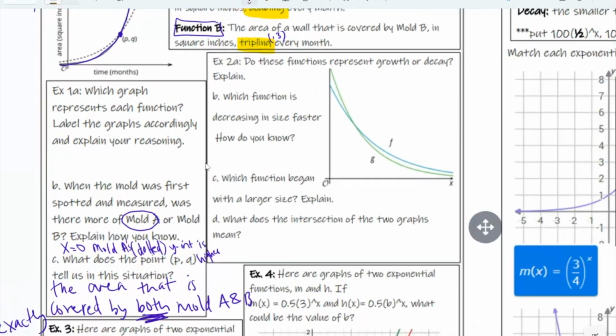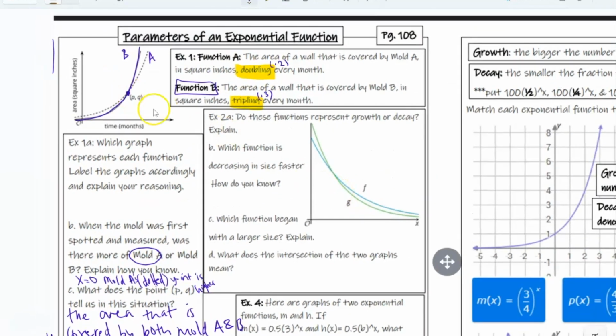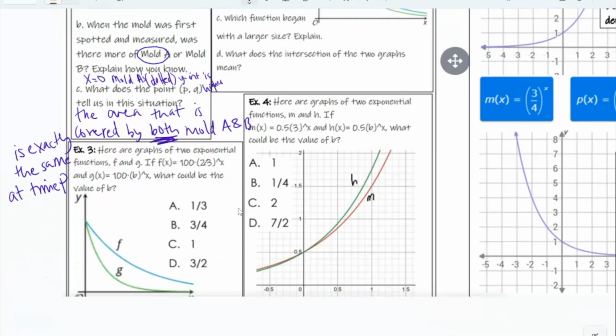Okay, so you can go ahead and do example 2, because it's the same thing, only instead of growth, it's decay. Just remember again to tell which one is decreasing faster. The one that is more vertical is steeper, right? And is going down faster or going up faster. It doesn't matter the direction. So go ahead and try example 2.